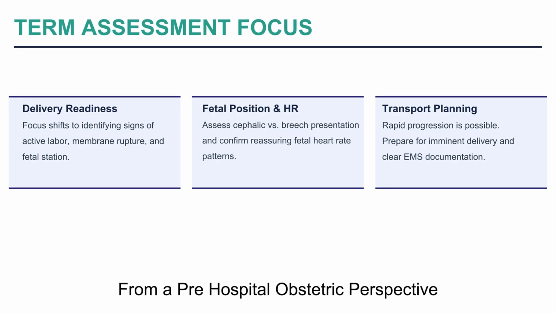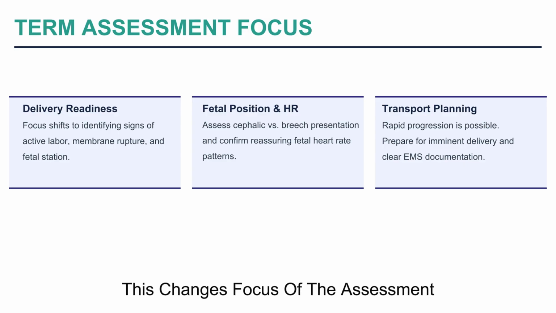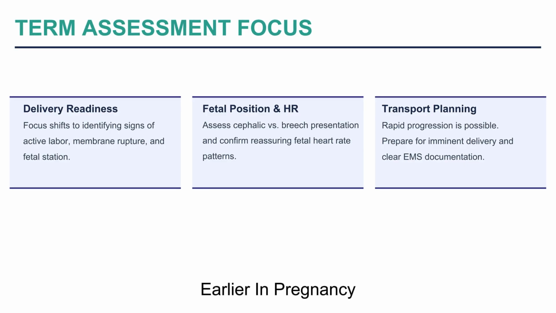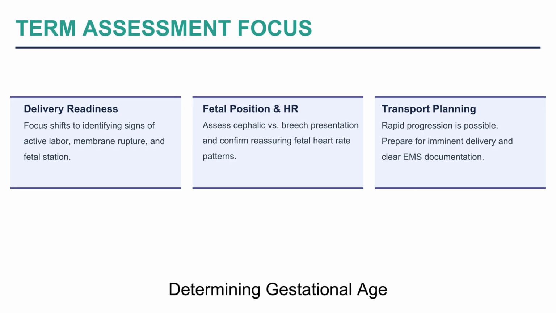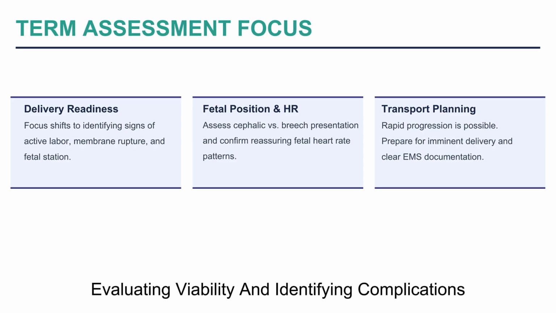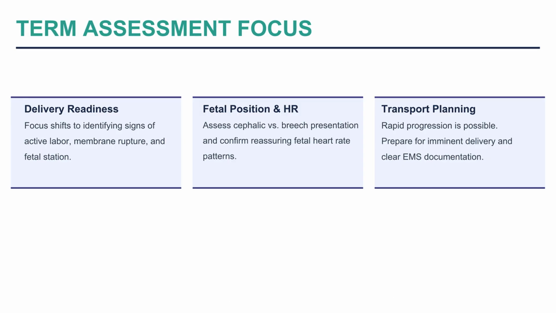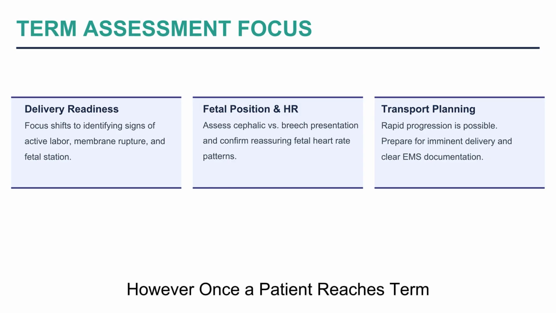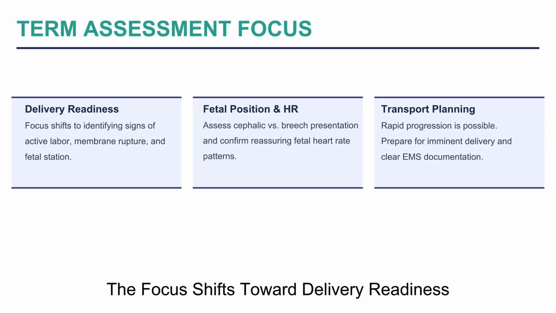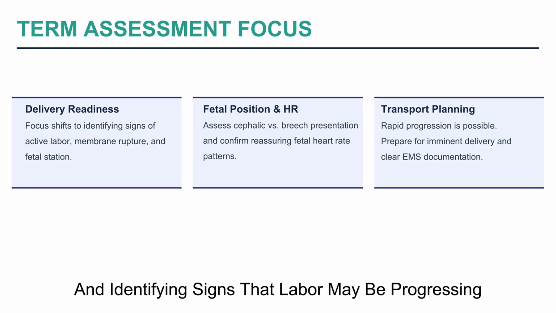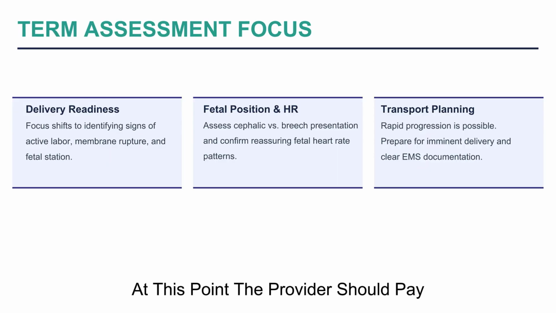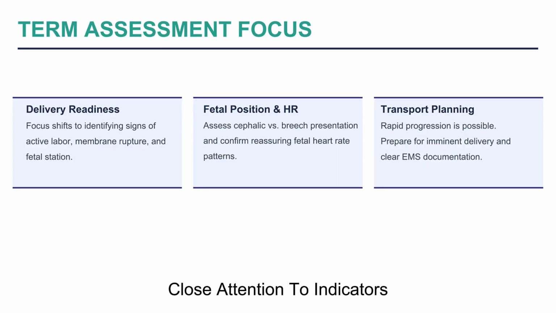From a pre-hospital obstetric perspective, this changes the focus of the assessment. Earlier in pregnancy, providers are often focused on determining gestational age, evaluating viability, and identifying complications. However, once a patient reaches term, the focus shifts toward delivery readiness and identifying signs that labor may be progressing. At this point, the provider should pay close attention to indicators that childbirth could occur soon.